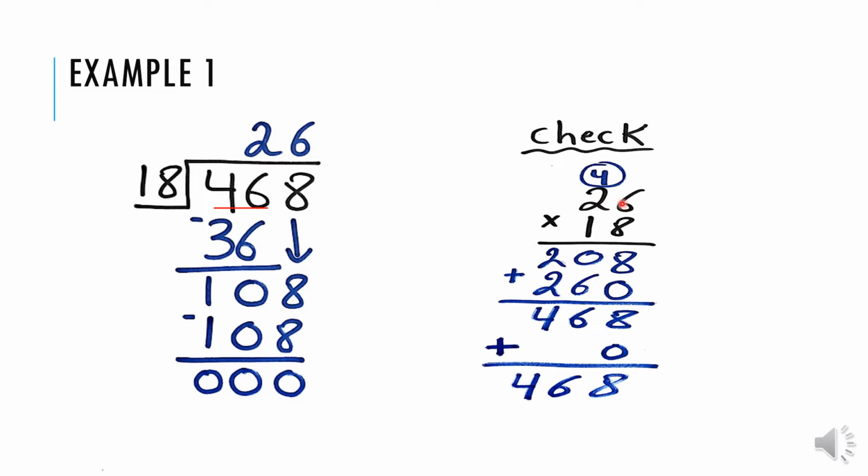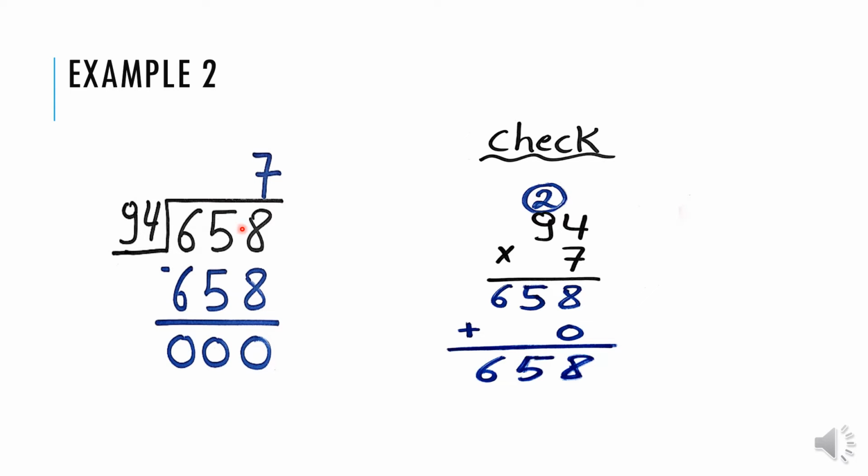Now I have to multiply the 26 by 1, but since this one is in the tens position, I have to start writing my answer from the tens position. What do we put in the ones? We put a 0. What's 1 times 6? It's 6. 1 times 2, it's 2. Now I add them. 208 plus 260, we will get 468. And then you add the remainder. The remainder here is 0, so the answer will not change. If you notice, this answer is equal to the dividend.